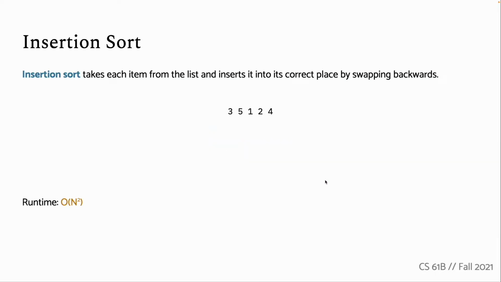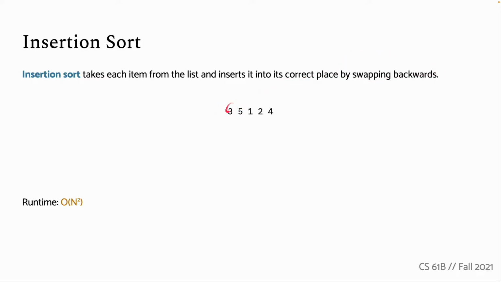Let's get into review. Let's go sort by sort first and discuss the differences between each sort. The first one we're going to talk about is insertion sort. Insertion sort involves taking each item from the list and inserting it into its correct place by swapping backwards.